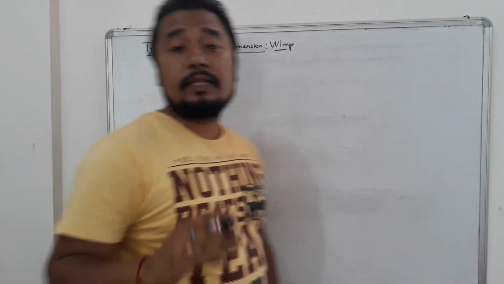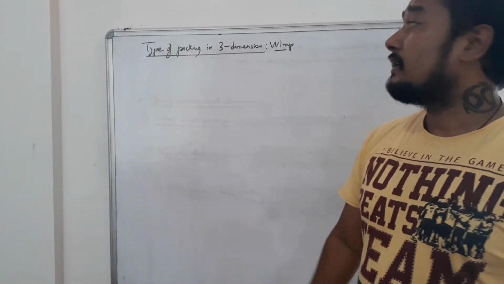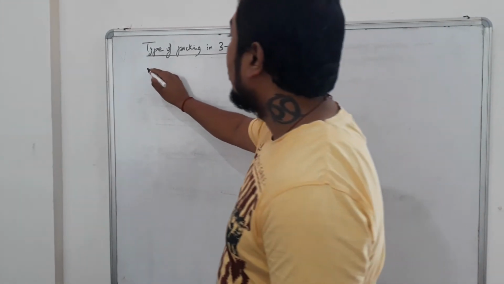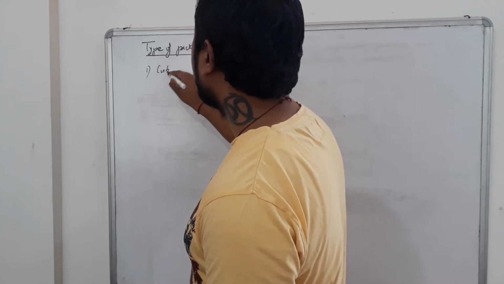So do remember, students, type of packing in 2-dimension is least important, but more than that is 3D. Type of packing in 3-dimension is more important than type of packing in 2-dimension. So the number one is called cubic closed packing.